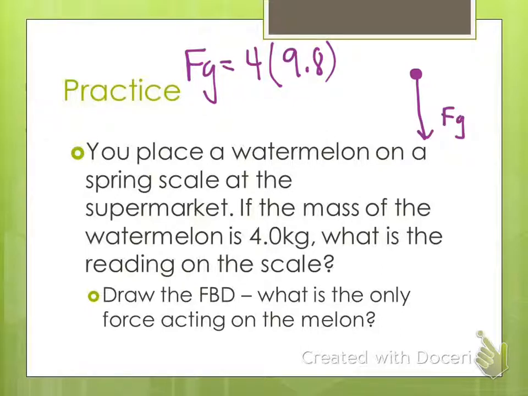Good, times 9.8. So we're going to take mass times gravity. Fg is always equal to m times g. That's one that you'll use all the time, so that's one you got to be good at, okay? Be used to using that. Mass times gravity.